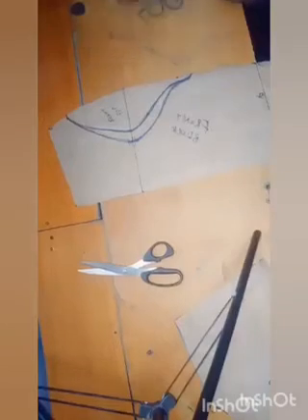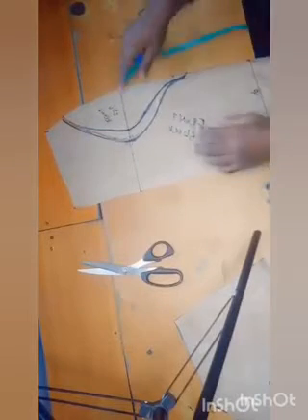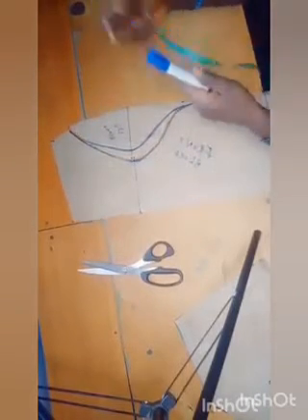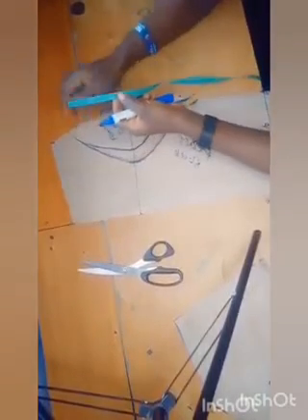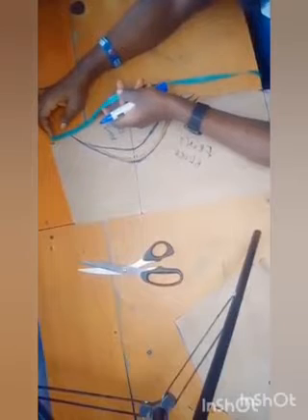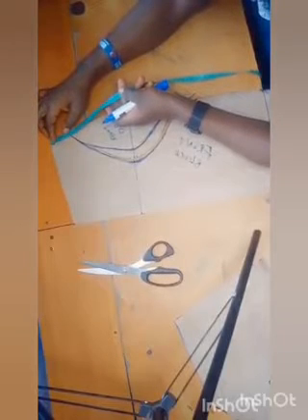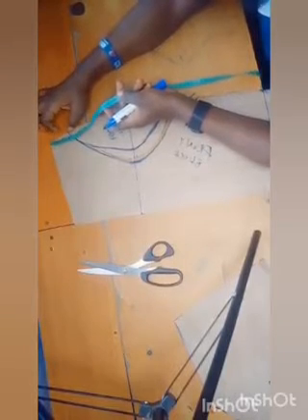Now I want you to listen carefully. Okay guys, so this is the analysis for the front hip pad. Because I want to make a high waist skirt, I'm going to drop by 2 inches from the waistline, which is what I marked.